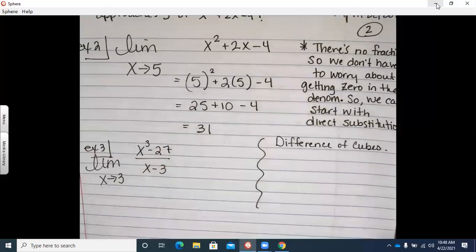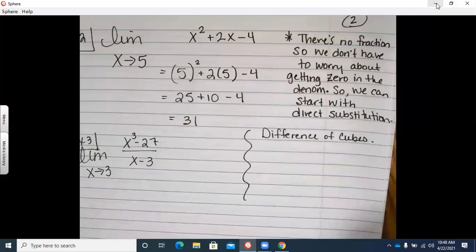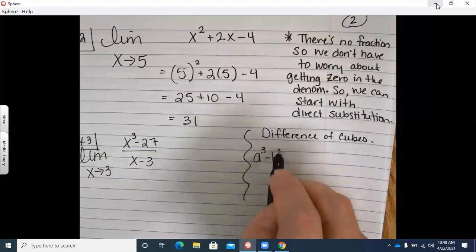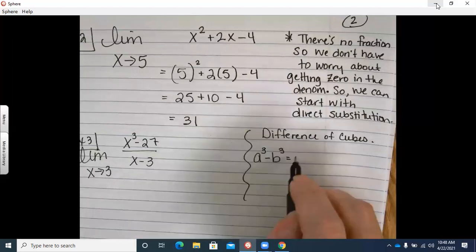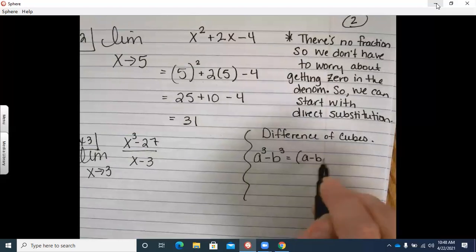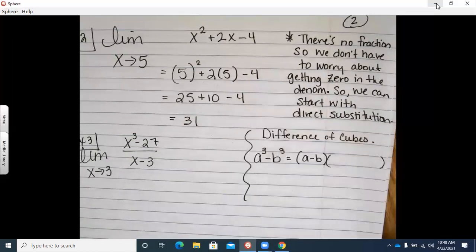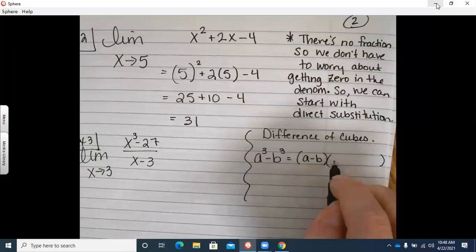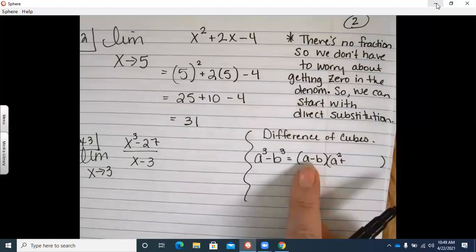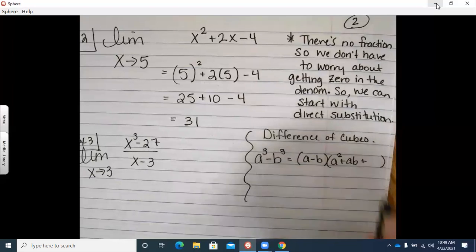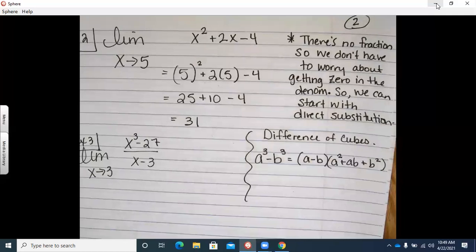Little review. When you have a difference of cubes, say a cubed minus b cubed, to factor that, you do the cube root of the first term minus the cube root of the second term, a minus b. And then in the second parentheses, you're going to have 3 terms. First term squared, plus these 2 terms multiplied together, so plus AB, plus the second term squared, plus B squared. If you don't remember how to factor sum and difference of cubes, you might want to go find some videos to refresh yourself or look back in your notes.